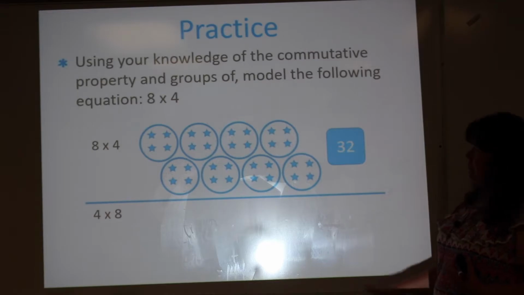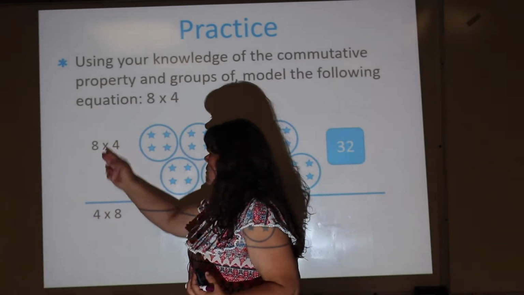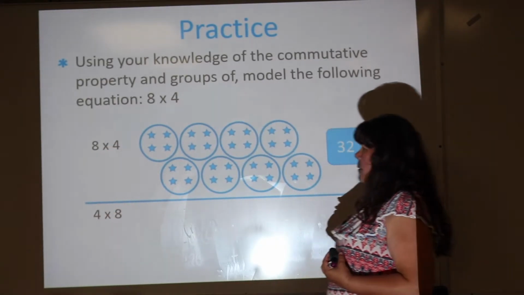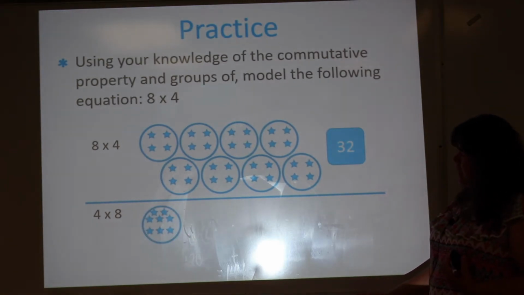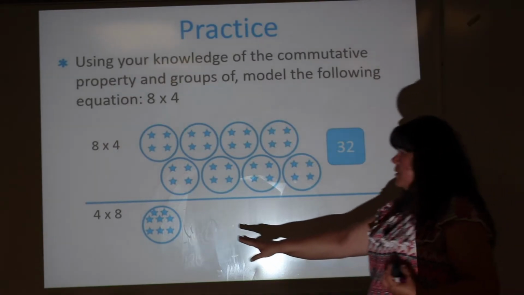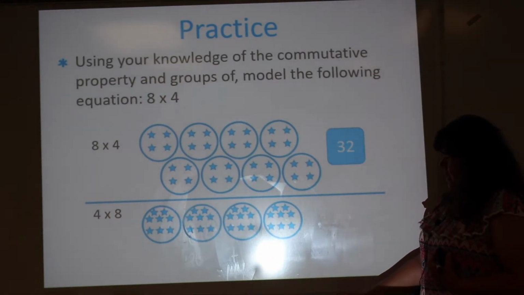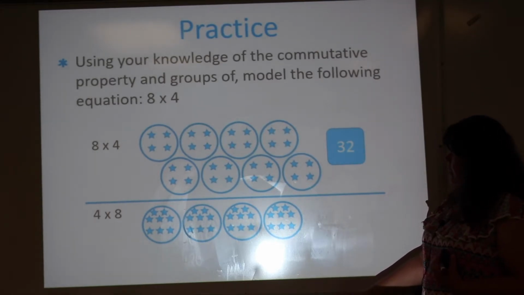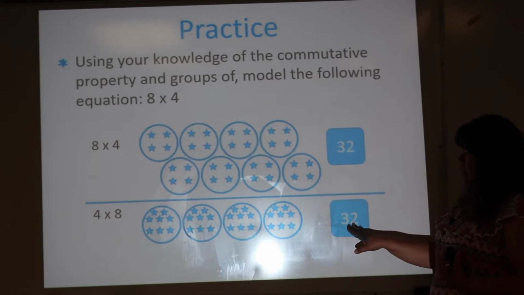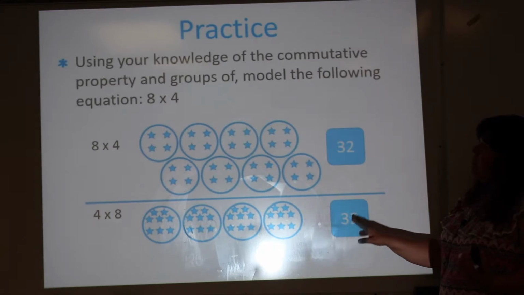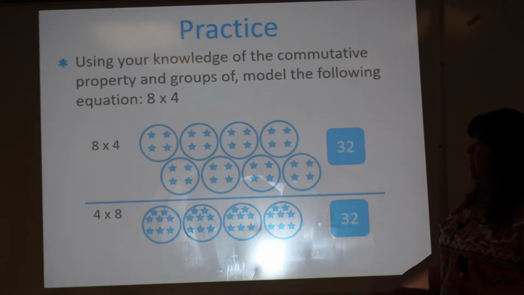4 times 8. Now all I've done is switch my factors. Now how many groups will I have? Yeah, my first number, 4 groups of them. And there's 8 in each of those, so I end up with the same product of 32. It did not make any difference. This is the commutative property.